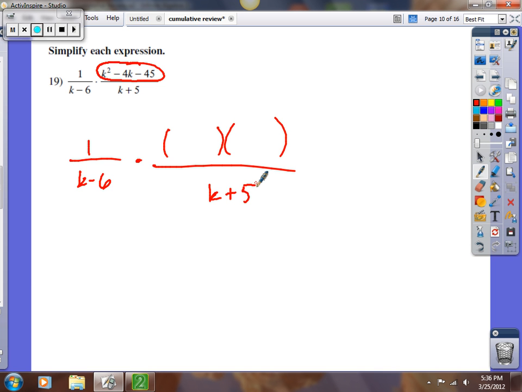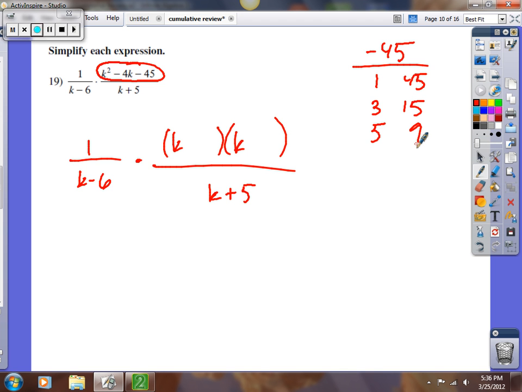What times what's k squared? That's going to be k and k, and then a minus 45. Okay, because it's negative, one of them's got to be positive, one of them's got to be negative. Positive, negative. 1 times 45, 2, I think 3 will work. 3 and 15, and then 5 and 9.